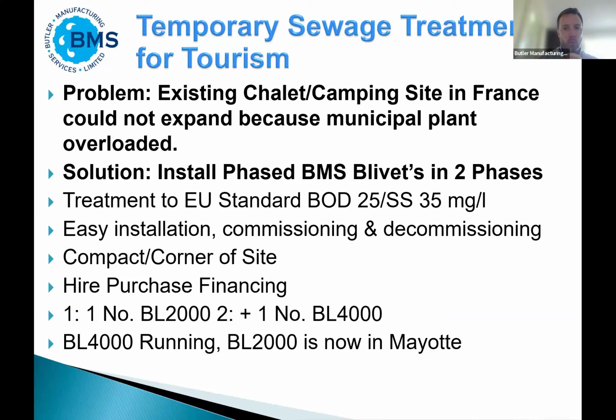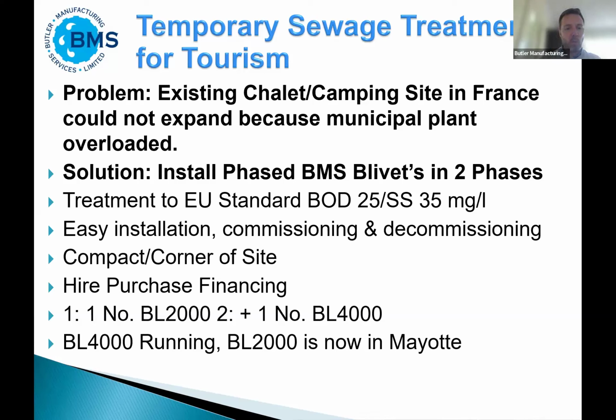Now, moving on to a temporary sewage treatment solution for tourism, and we're moving to France for this because, as I said, it's not just an Irish problem; it's an international problem. This was a chalet and camping site in Brittany, and the local municipal plant is overloaded and didn't have extra capacity, but they wanted to expand and take in more clients over the summer. So what we did was we worked with a French partner company called Symbiose, and we designed a temporary sewage treatment solution, again to EU discharge standard of BOD 25 and suspended solids 35, and it's connected to the municipal plant, which can take the hydraulic load but not the organic load.